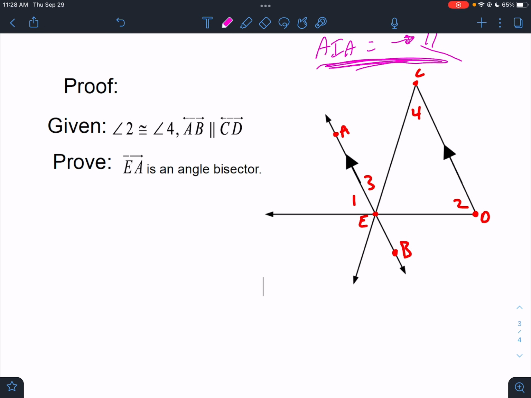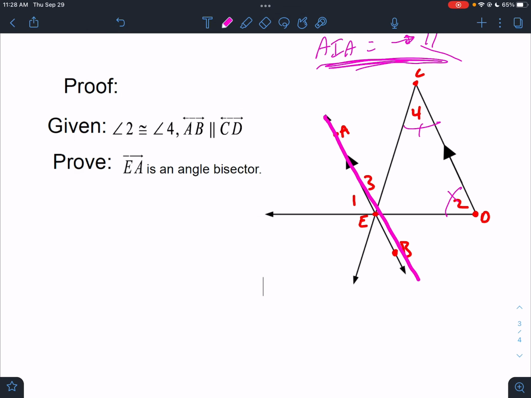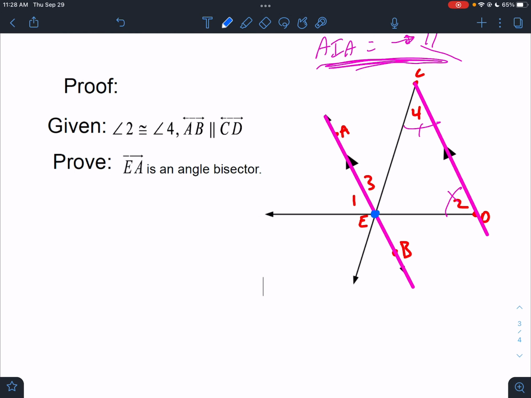All right, angle 2 is congruent to angle 4. AB is parallel to CD. They marked that for us, but I'm going to bolden it up. That makes me super happy. Okay, those are parallel. Prove that EA is an angle bisector. Where's EA? EA, that's this guy. Okay. Well, I can do that. Can you do that? Let's do that.